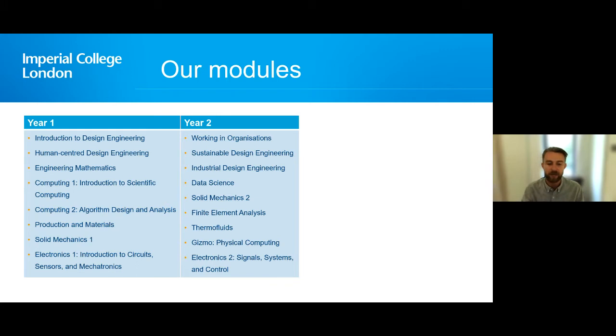In second year, we start to expand your design thinking with working in organizations, sustainability, and industrialization. But we're actually also principally laying out your engineering skills again. So we've got data science, mechanics, finite elements, thermodynamics, gizmo, and electronics too. Gizmo is a module where you get a very, very open brief indeed, but with some key constraints. So it could be make whatever you want, but it has to be made out of cardboard. It has to have 10 different joints and it has to move in a particular way.